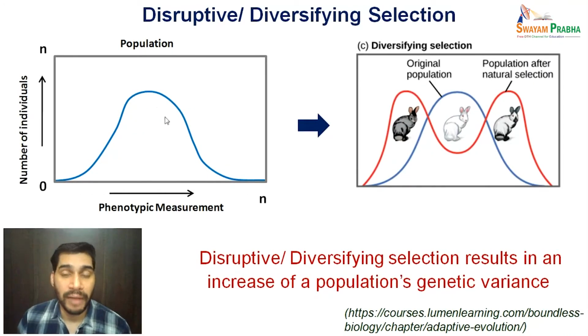Again, the same graph: under diversifying selection, it reduces the average phenotype, whereas both the extremes are being favored or selected. So there is a depression at the center point of this graph, and this kind of graph emerges. So we can say disruptive or diversifying selection results in an increase of a population's genetic variance. So in summary, the stabilizing one decreases the genetic variance, the directional one shifts the genetic variance, whereas the disruptive or diversifying selection increases the population's genetic variance.